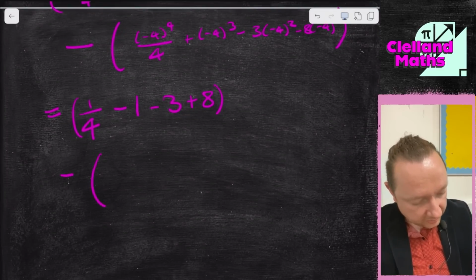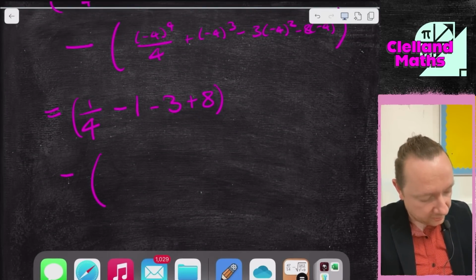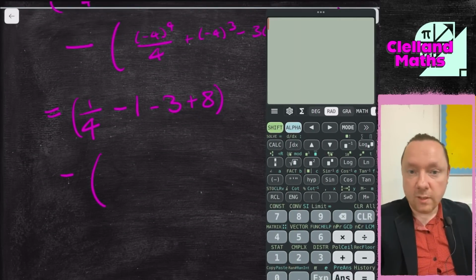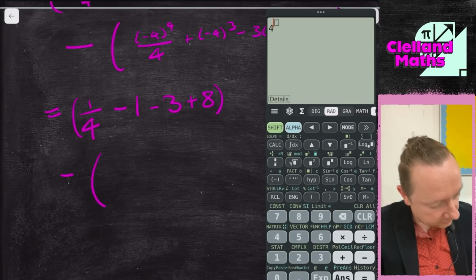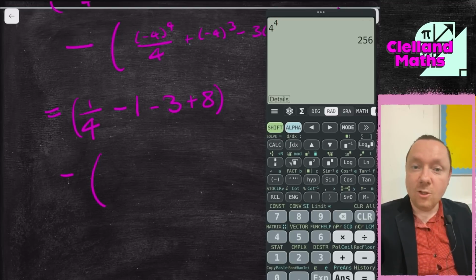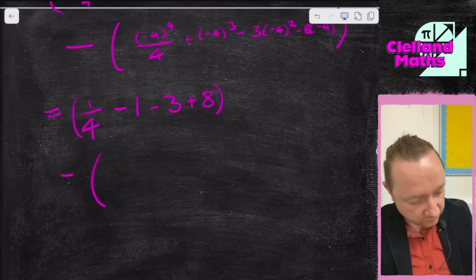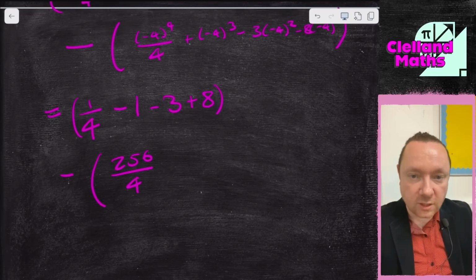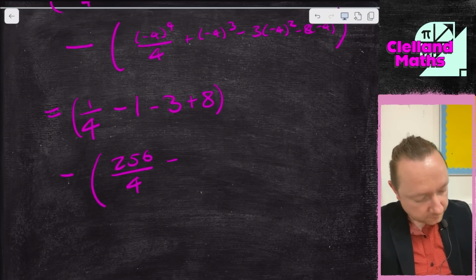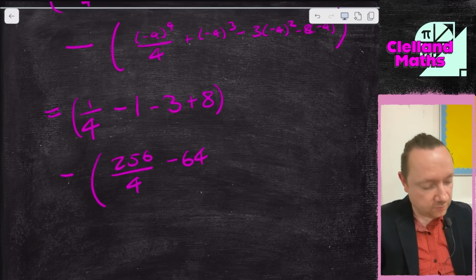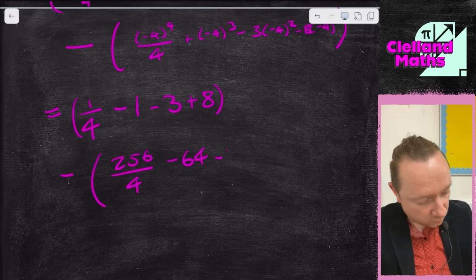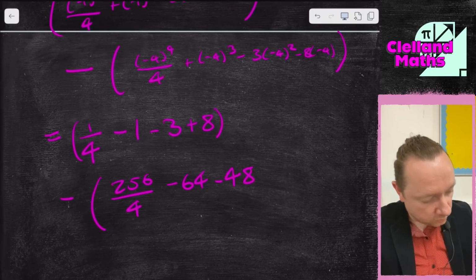Take away my second bracket. Well, I can't do 4 to the 4 in my head. Well, I can actually. It's 196, but let's just do it anyway. No, it's not. It's 256. There we go. See? Don't make mistakes. And it's positive because it's a negative times a negative times a negative times a negative. So it's 256 over 4. 4 fours is 16 times 4 is 64. 4 fours is 16. 16 times 3 is 48. So it's going to be minus 48. And then 8 fours is 32.